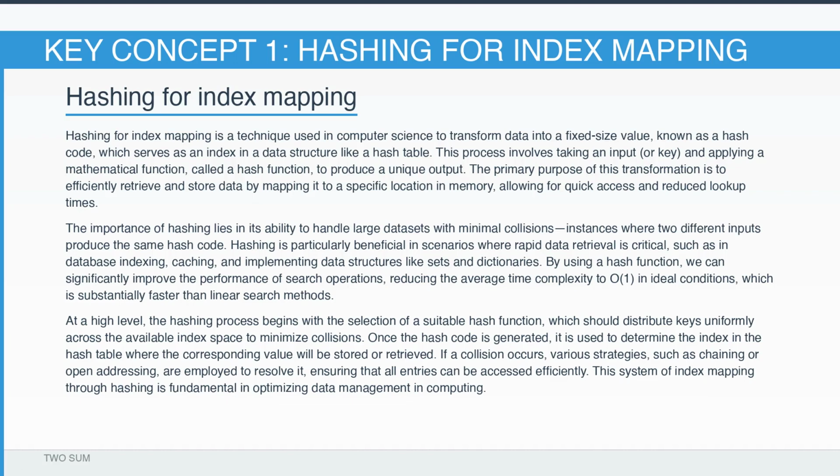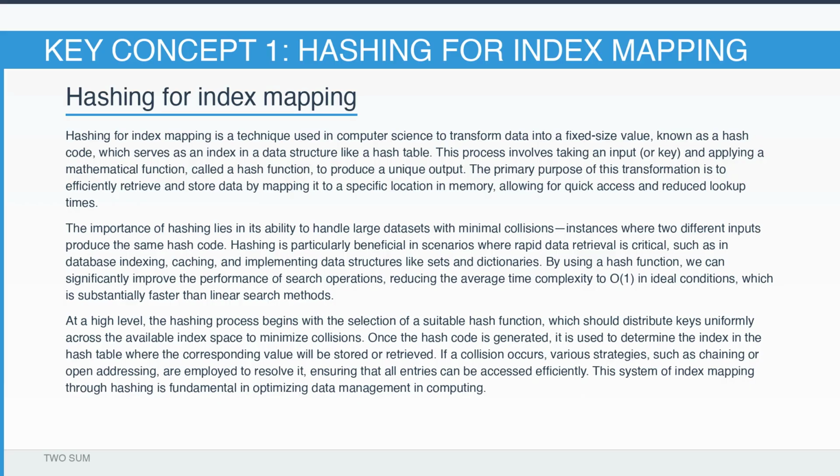Hashing for index mapping is a crucial technique that transforms data into a fixed size value known as a hash code. Think of this hash code as a unique address where data is stored in a structure like a hash table. When we input a key, a hash function processes it to produce this hash code, which tells us exactly where to find the corresponding value in memory. The beauty of hashing lies in its efficiency.